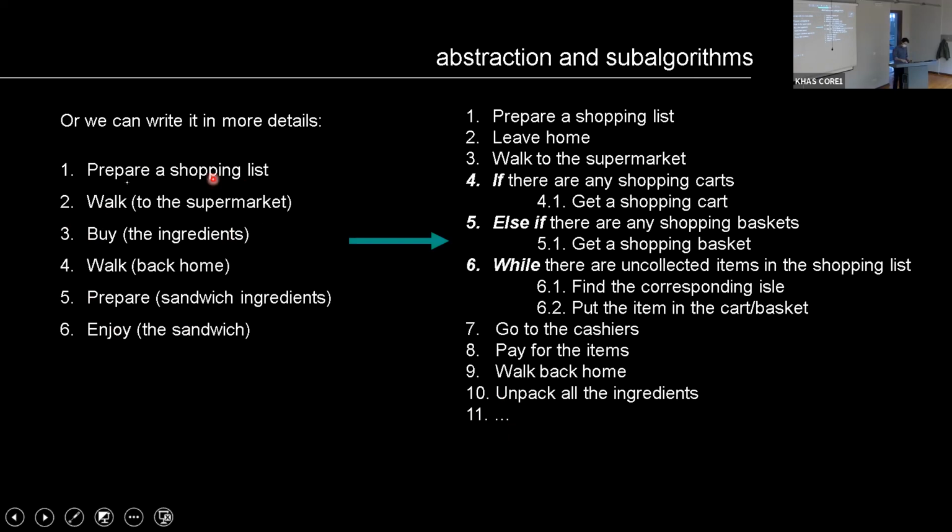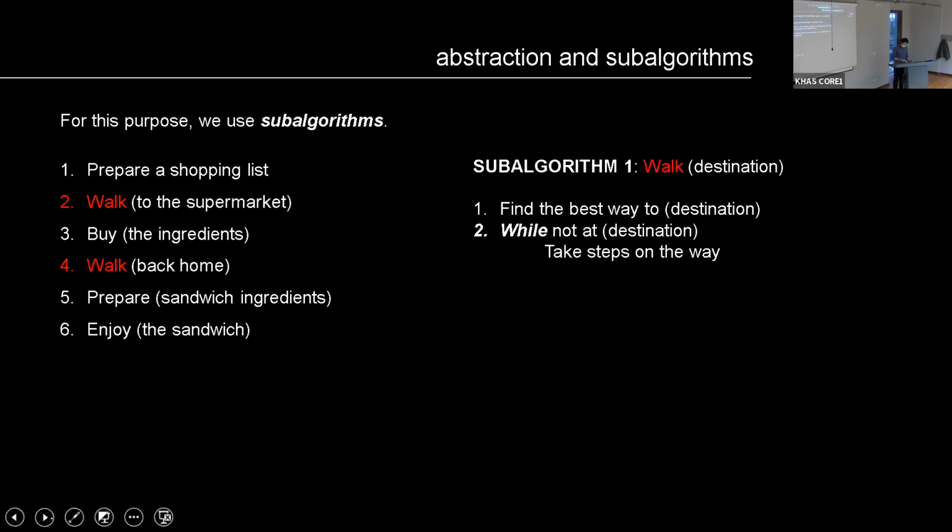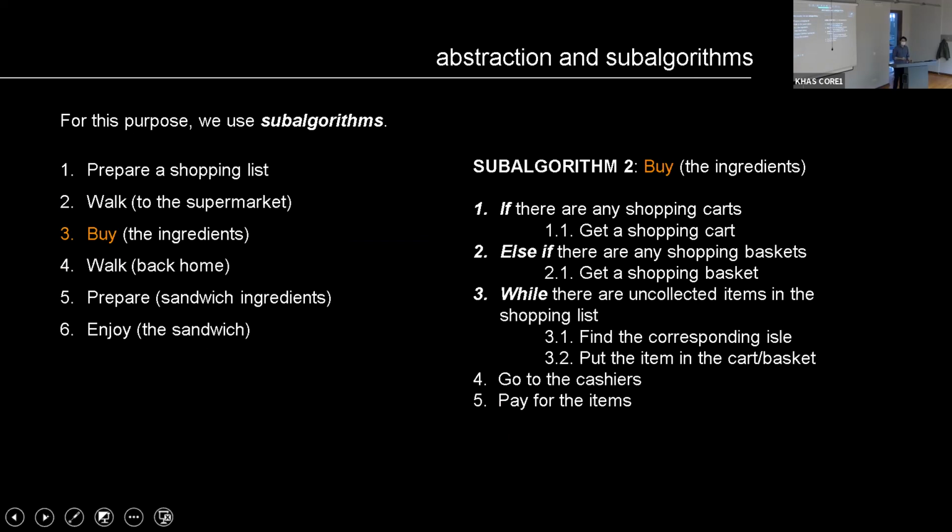We need something like this. You're teaching a kid how to go to the supermarket and do the shopping. This is something that you should teach in the beginning, or to a robot. Then when it comes to the details, you will give details in small pieces, right? Using sub-algorithms.